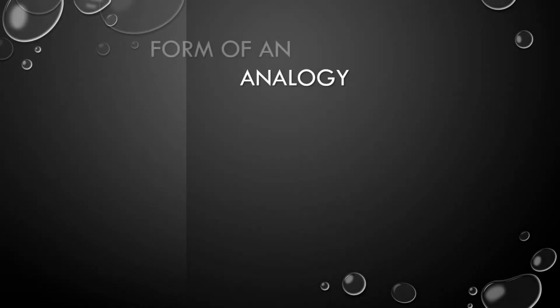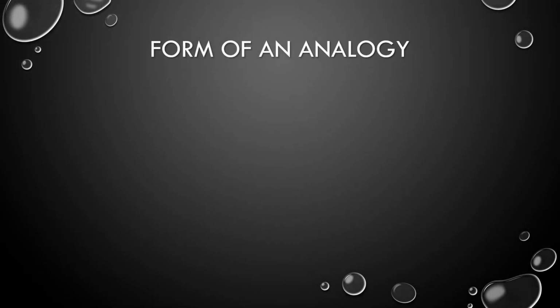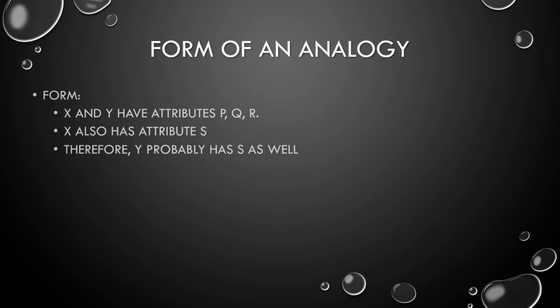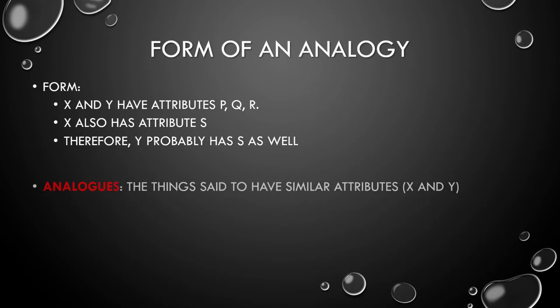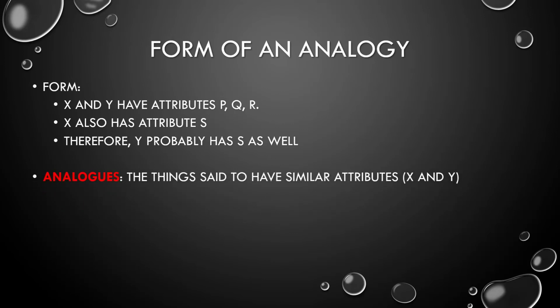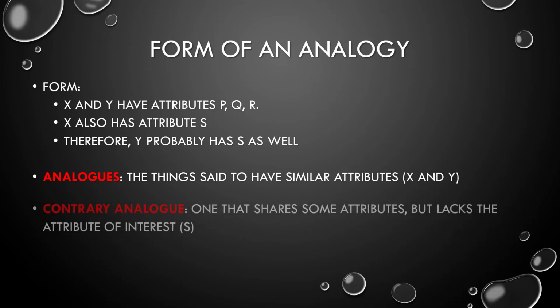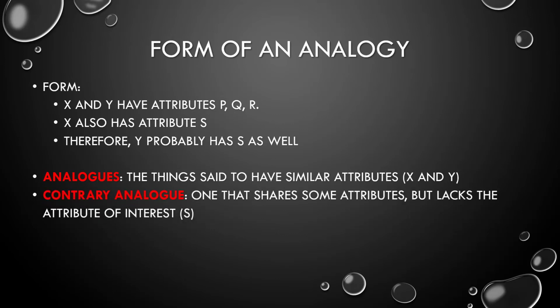If we wanted to capture the form of an analogical argument, we could present it in this really rough way. X and Y have attributes P, Q, R. X also has attribute S. Therefore, Y probably has it as well. We call X and Y here the analogs. Those are the things that are said to have similar attributes. A contrary analog, just to throw this one on the table, is one that shares some attributes but lacks the attribute of interest, S, which we might call the problematic extension.